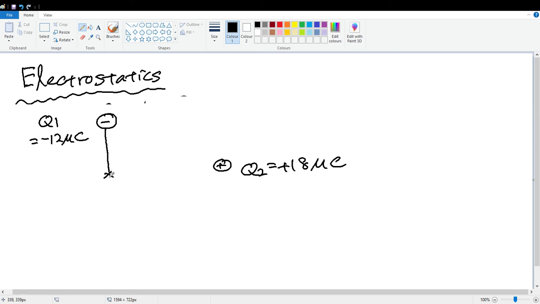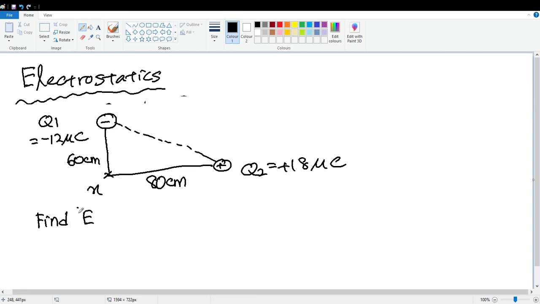So this one is the distance, and this is the dotted line. Let me consider this point as x. This one is 80 cm, and this one shall be 60 cm. Alright, so the question is, find the electric field strength, find E exerted at x.